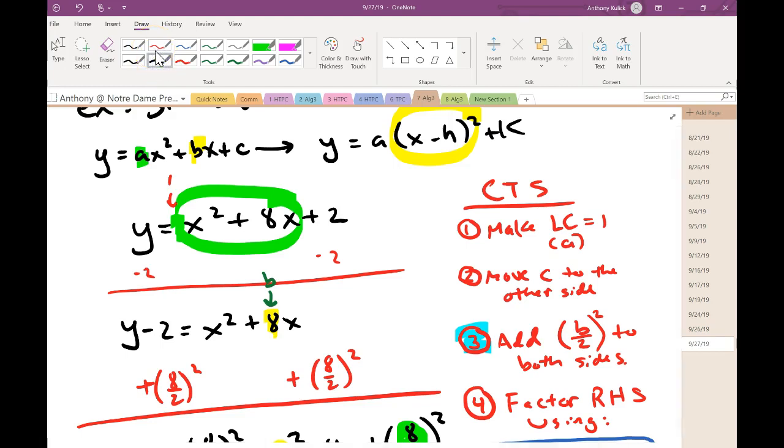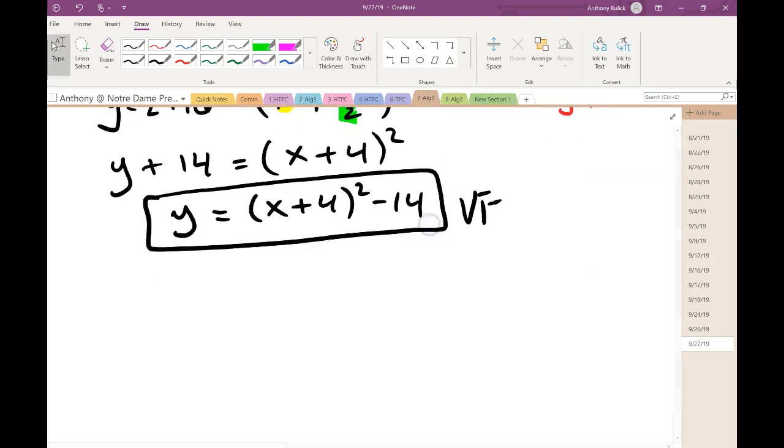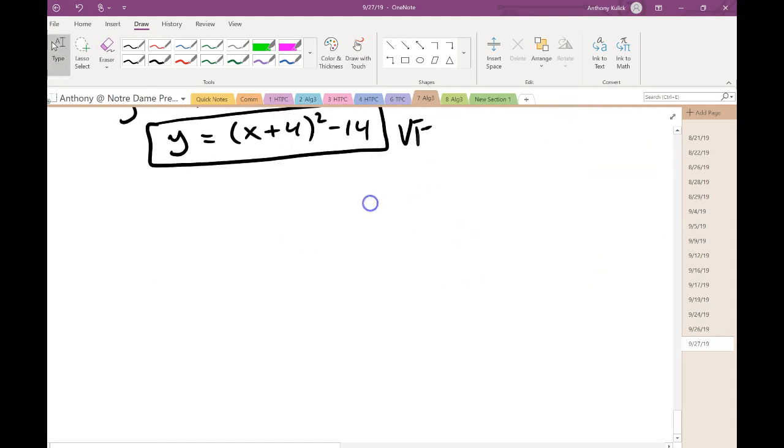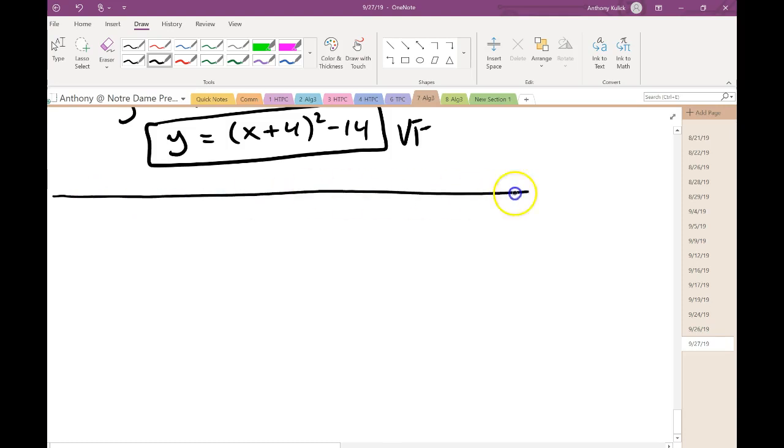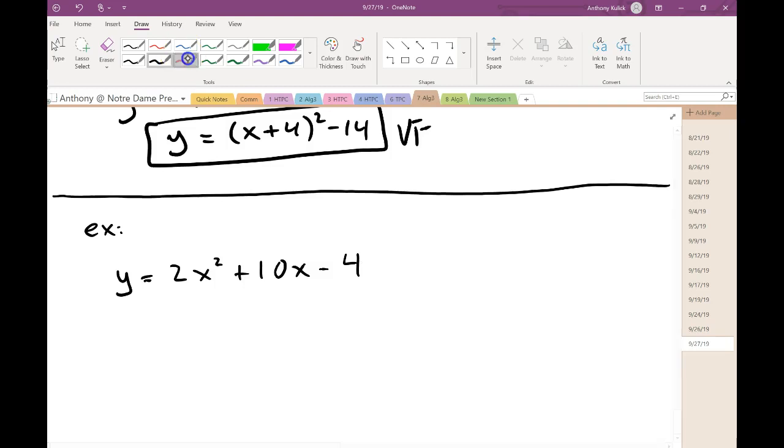Let's do another example of this. This time the numbers won't be necessarily quite so nice. So let's say we have y equals 2x squared plus 10x minus 4. Yes? Of course.